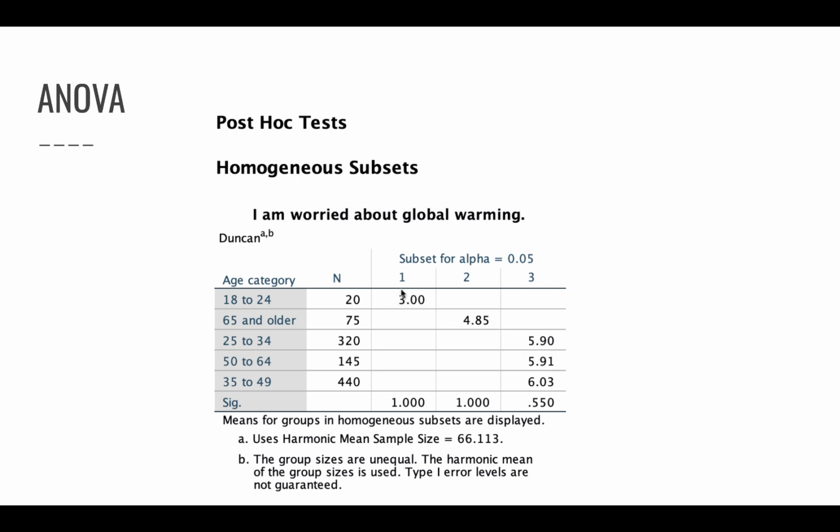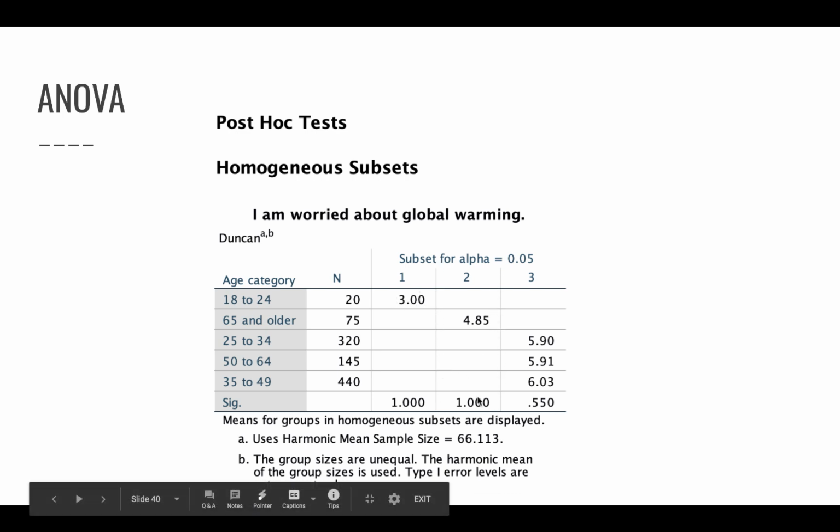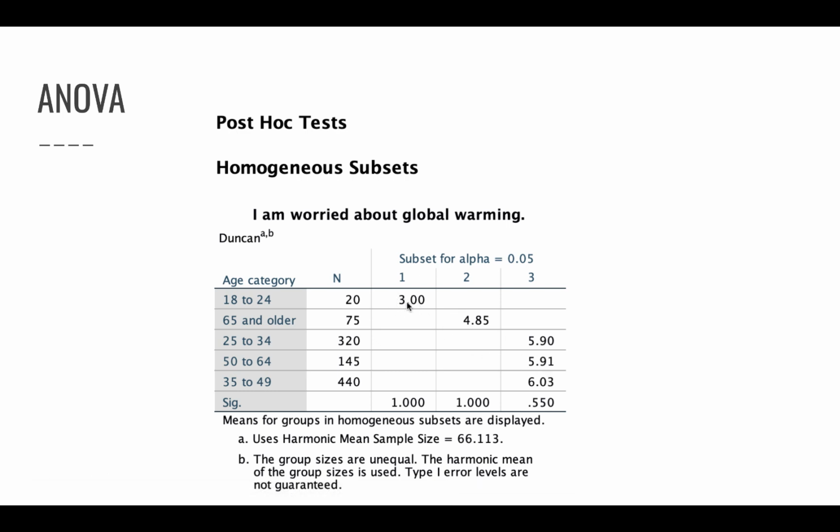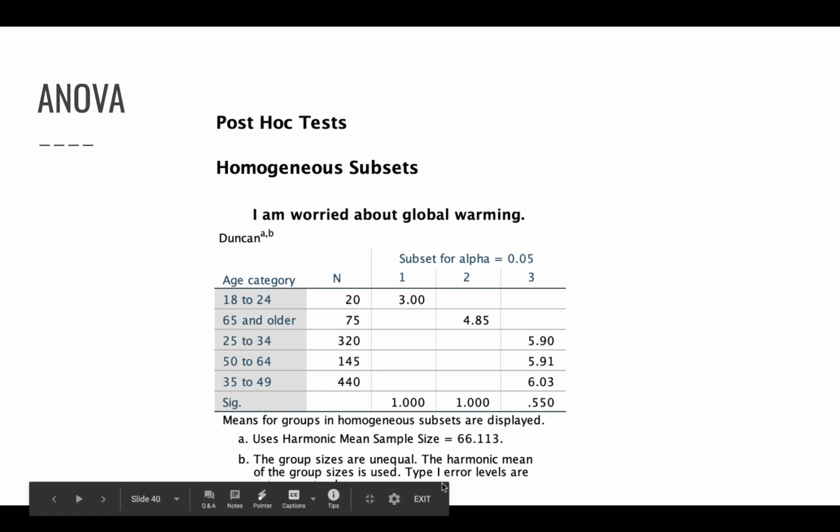So means that are placed in one column and separated by a line from another column means that they are different from each other. For example, the average of 3 for the 18 to 24-year-olds is significantly different from 4.85, which is significantly different from each of these numbers. Now, each of these means are placed in the same column. That means they are not significantly different from each other, but they are significantly different from each other column. Here you also see the sample sizes for each of these different age categories.